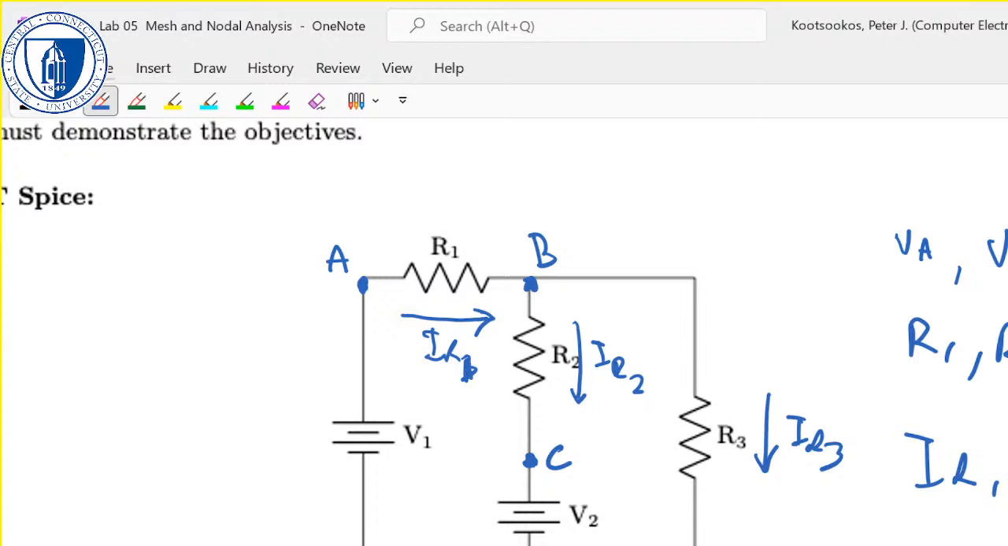So let's quickly do mesh analysis. Right, so there's I2, that's I1. So KVL for I1 is V2 minus V1 plus VR1 plus VR2 equals 0.